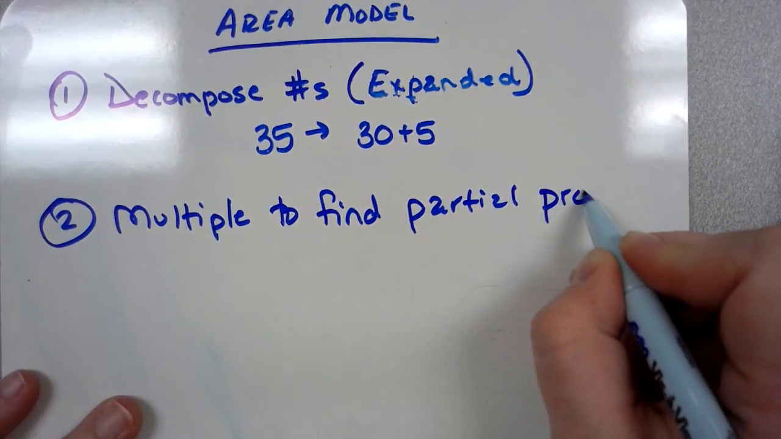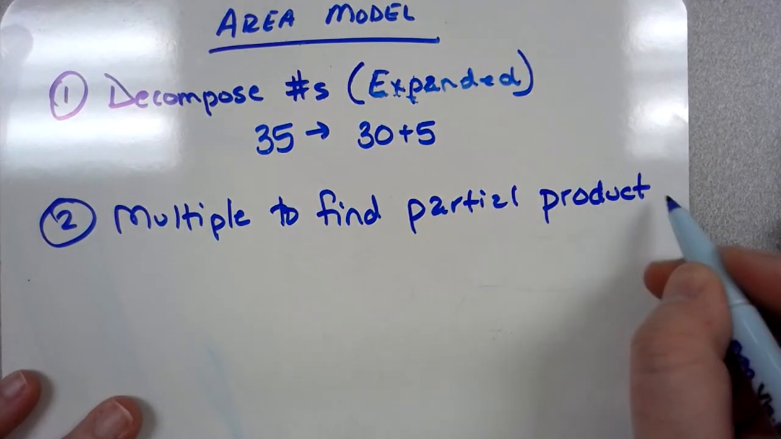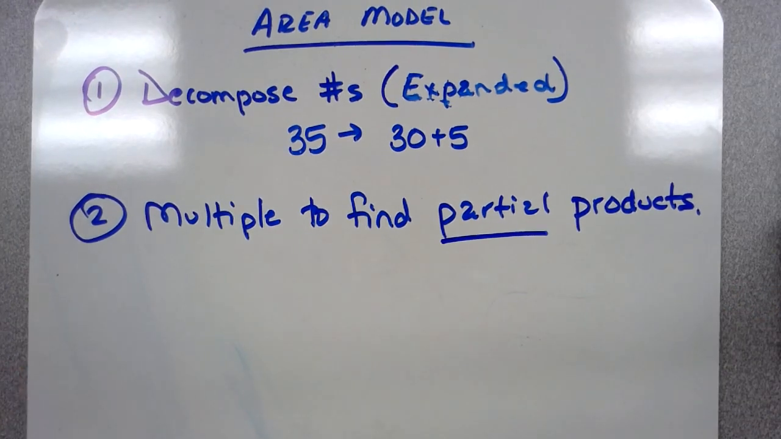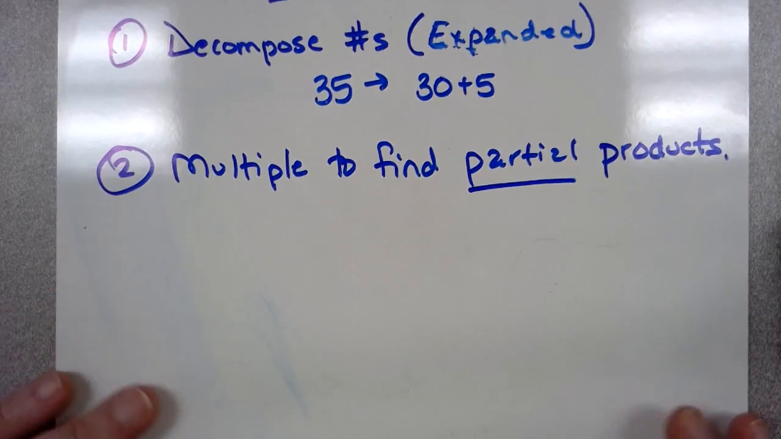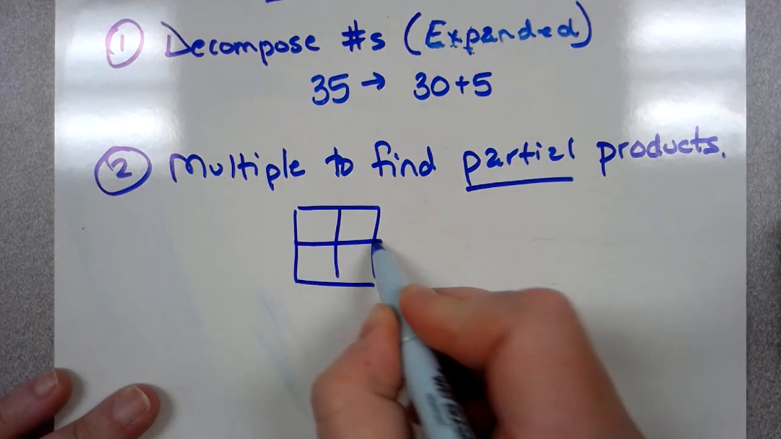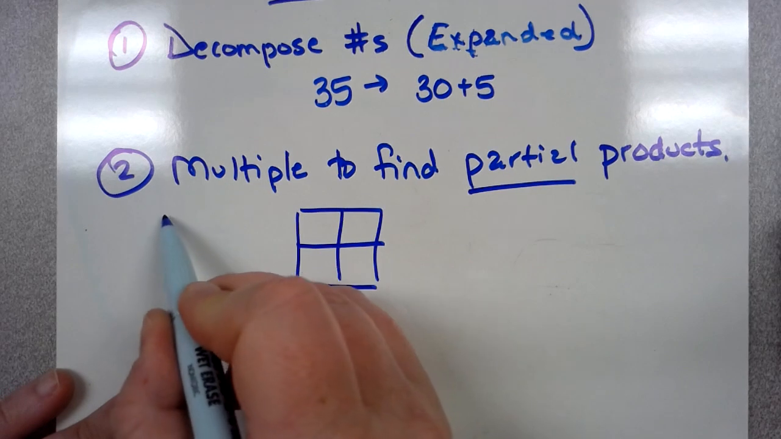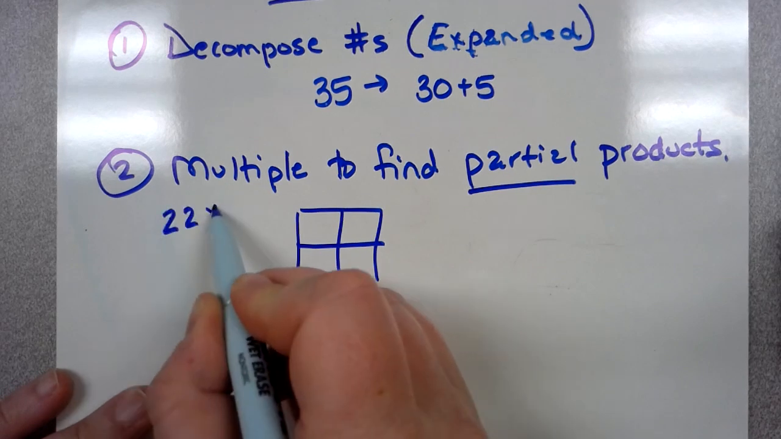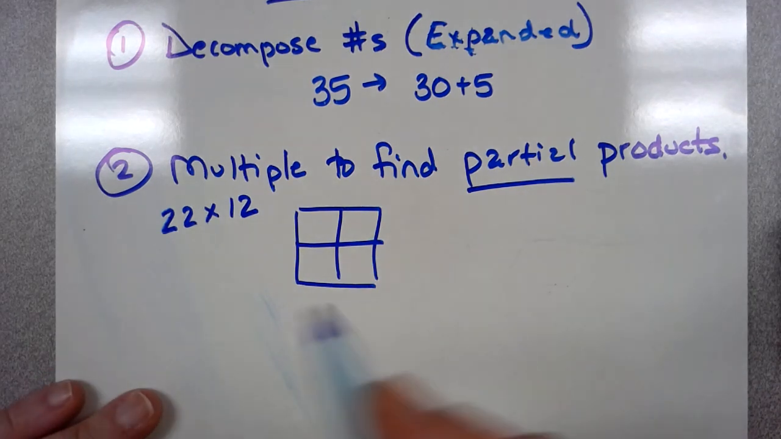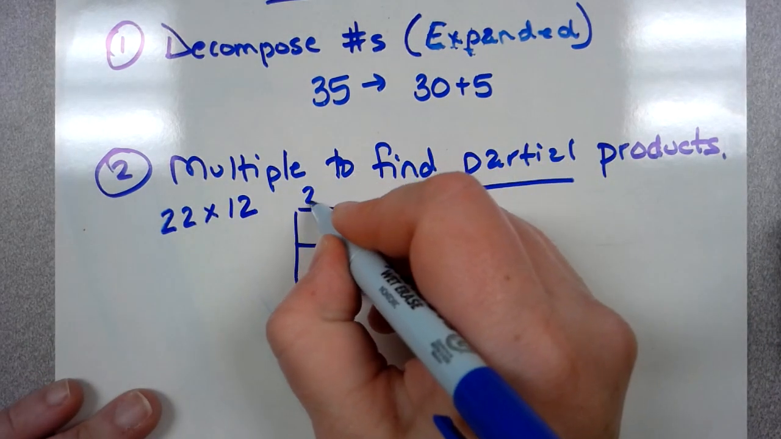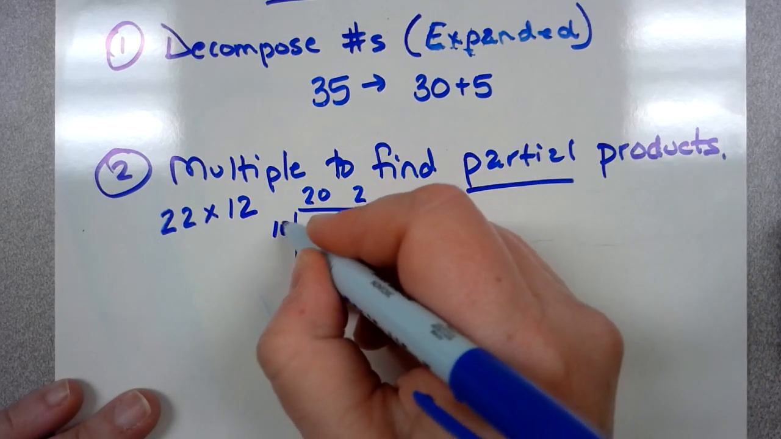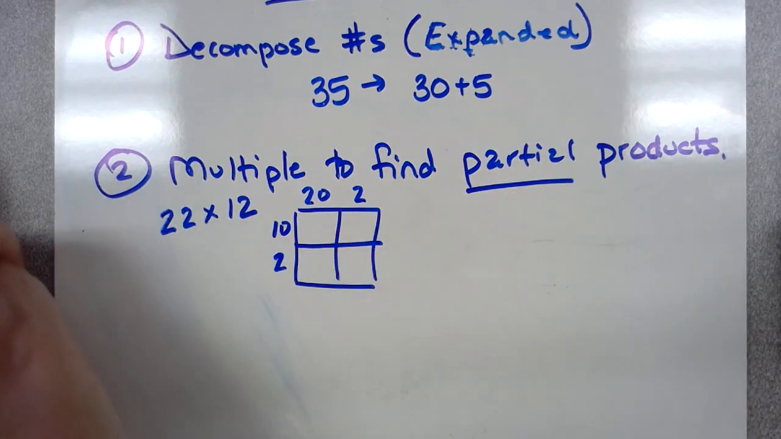Now, partial products are just like the word partial. Partial means it's not complete, it's only part of it. So when you are finding partial products, let's say the problem itself is 22 times 12. So the first thing I do is I decompose it. So I have 20 and then 2 and then 10 and 2.